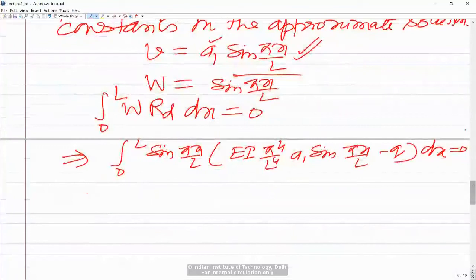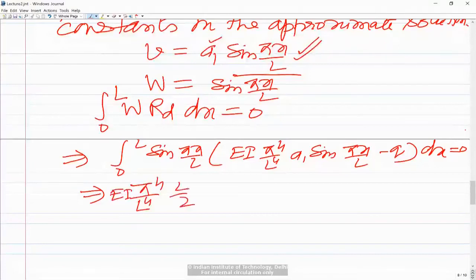And now if you carry out the integration, the first term is going to be sine square pi x by L. Its integral from 0 to L would be actually L by 2. So you will get this as EI, of course, pi power 4 upon L power 4 into L by 2 into A1. That's the first integral. Now the second term, you have to take this sine pi x by L inside and then integrate each term. So there are two terms here.